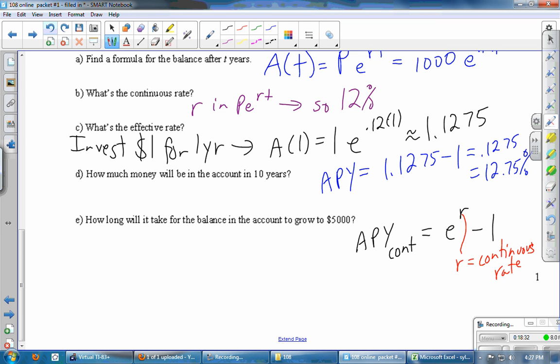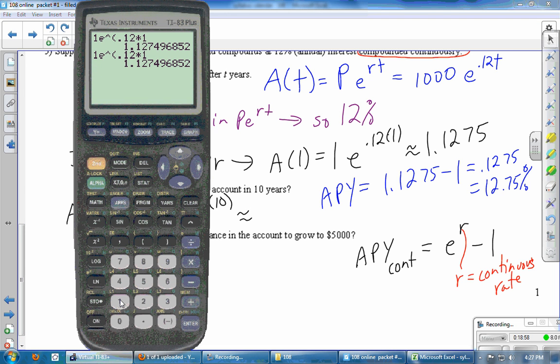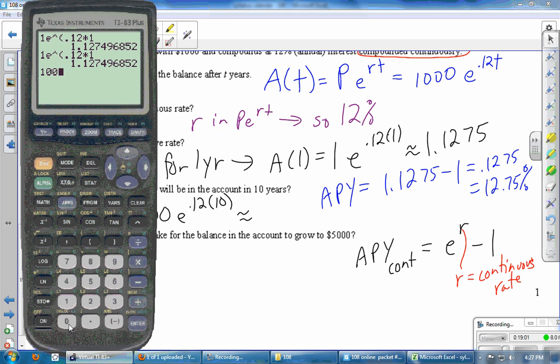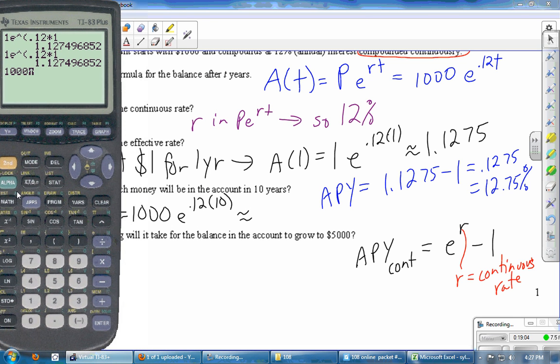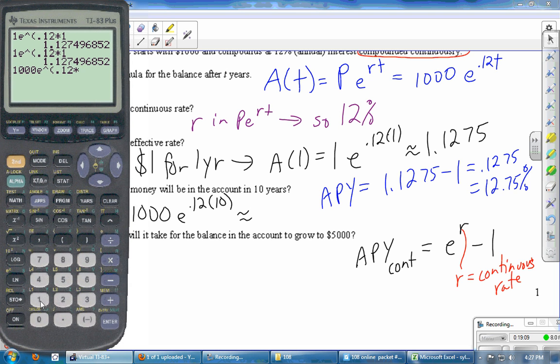Part D, how much money will be in the account in 10 years? We'll just go up to our blue formula at the top of this screen: 1,000 e to the 0.12. So A of T, T goes in here, so it's 10: 1,000 e to the 0.12 times 10. We can type this into the calculator. 1,000, and then remember, we use this one over here on the left, second, e to the x, 0.12 times 10. So about $3,320.12.